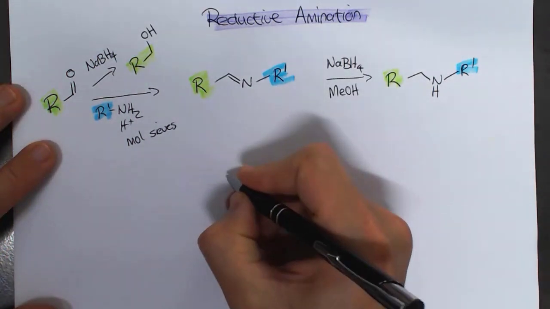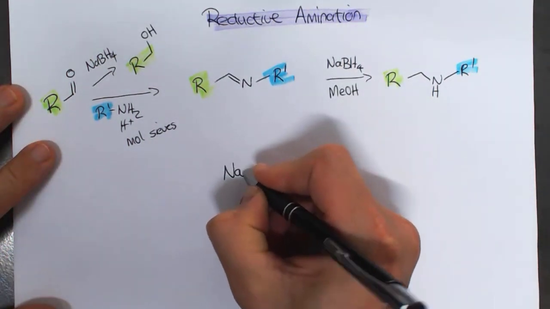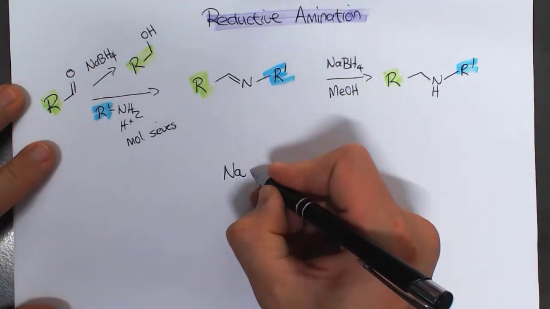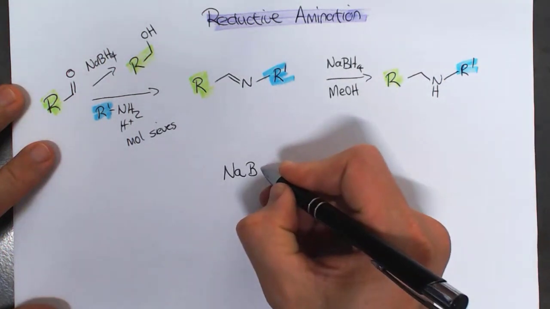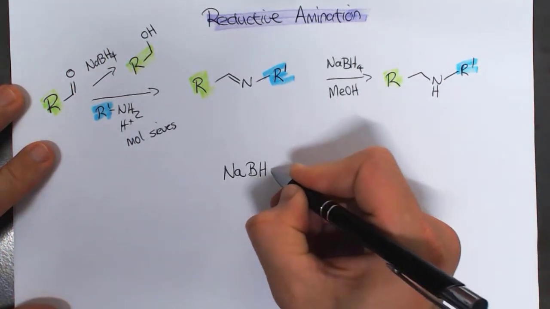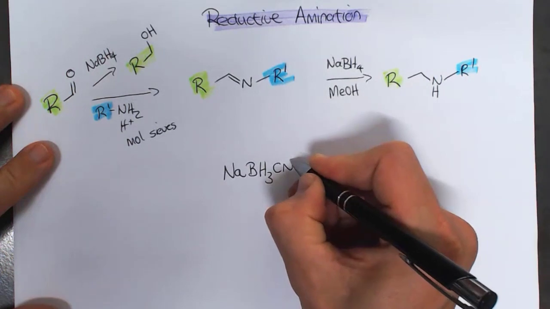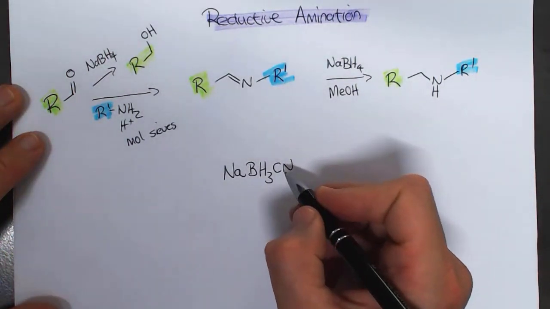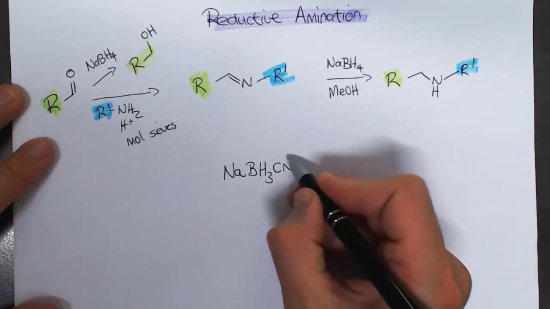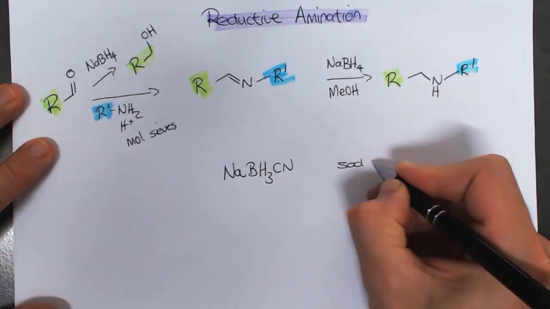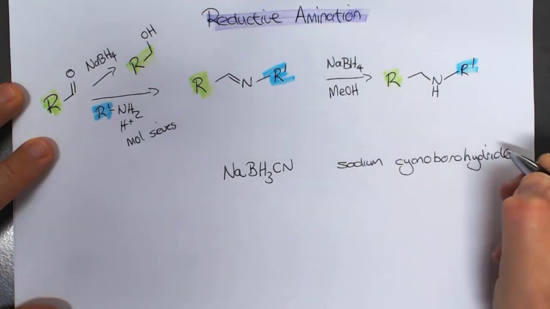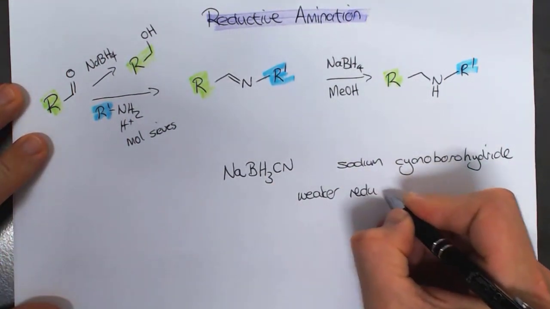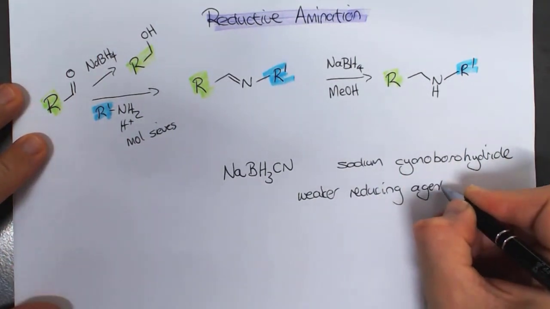And the trick that we use is to use a slight variation on this reagent, sodium borohydride. We use sodium cyanoborohydride, which looks like this. It's got 3 hydrogens, but one of those hydrogens has been replaced with a nitrile anion. So instead of having 4 hydrogens, we've got this cyanide, and this is sodium cyanoborohydride. So why is this useful? It's useful because it's a weaker reducing agent.